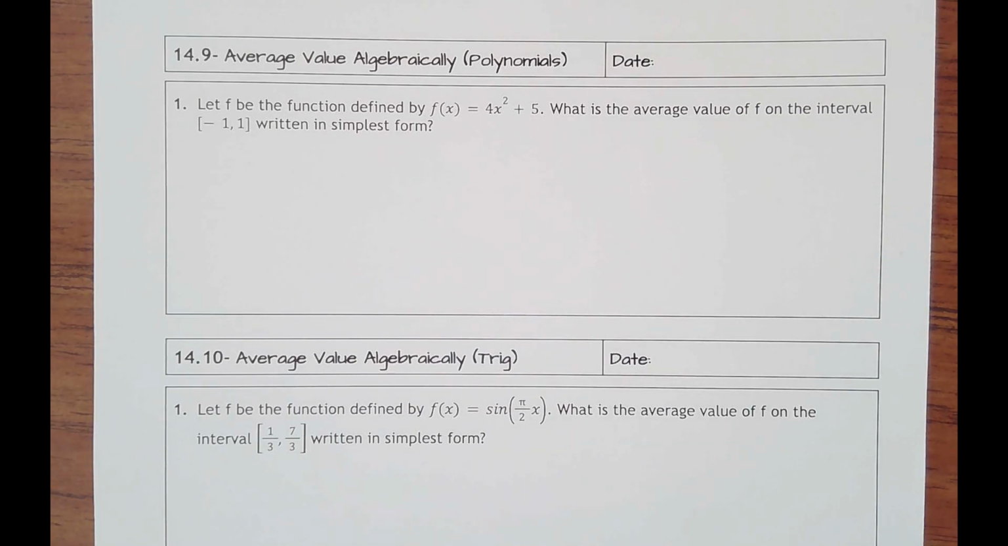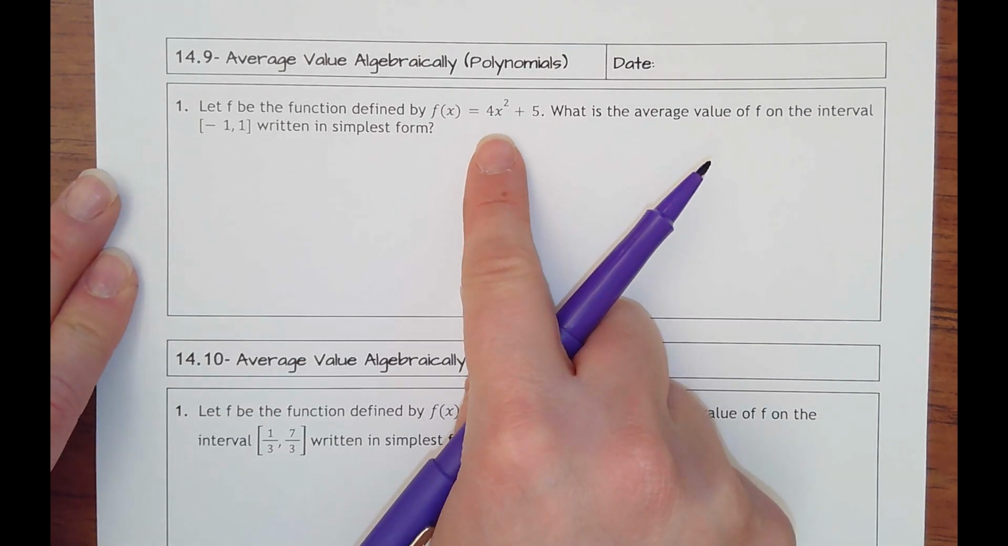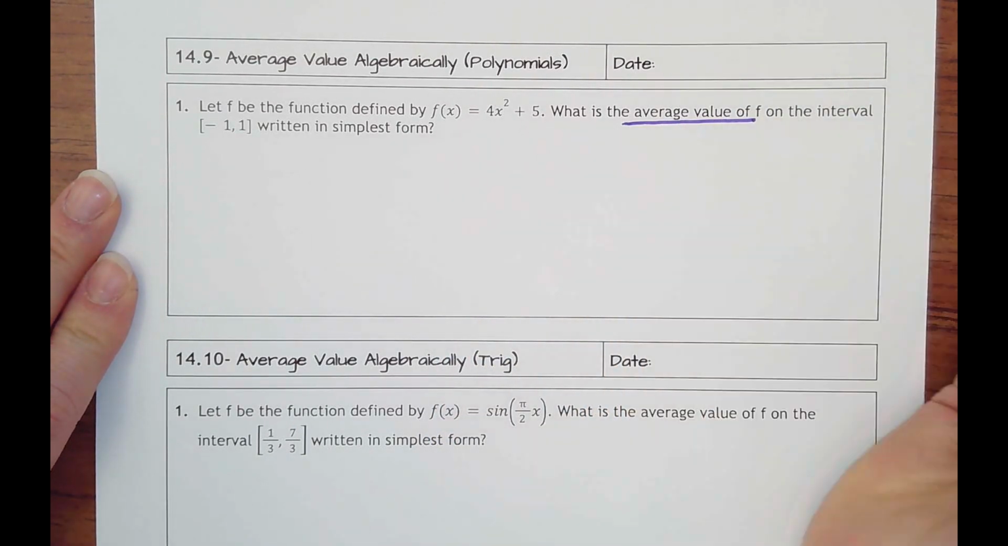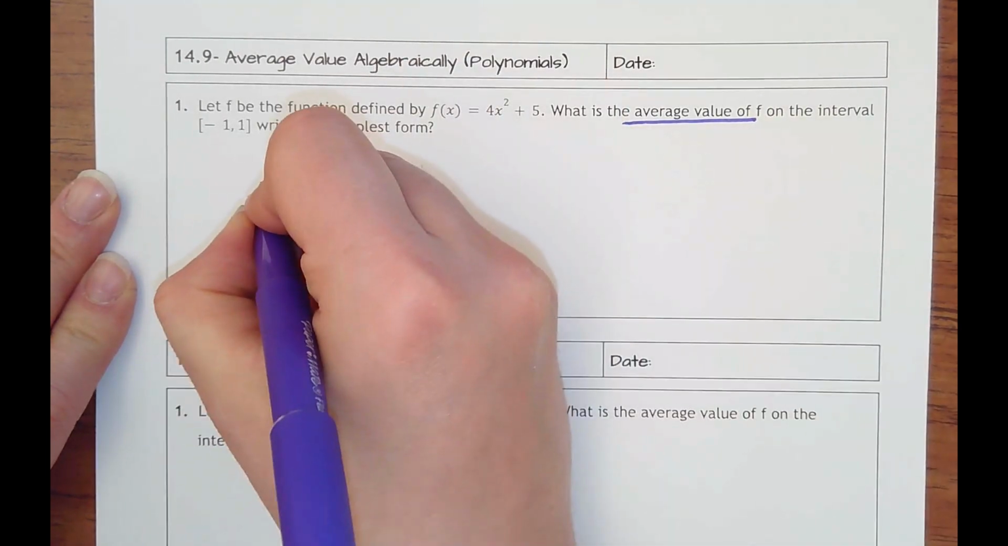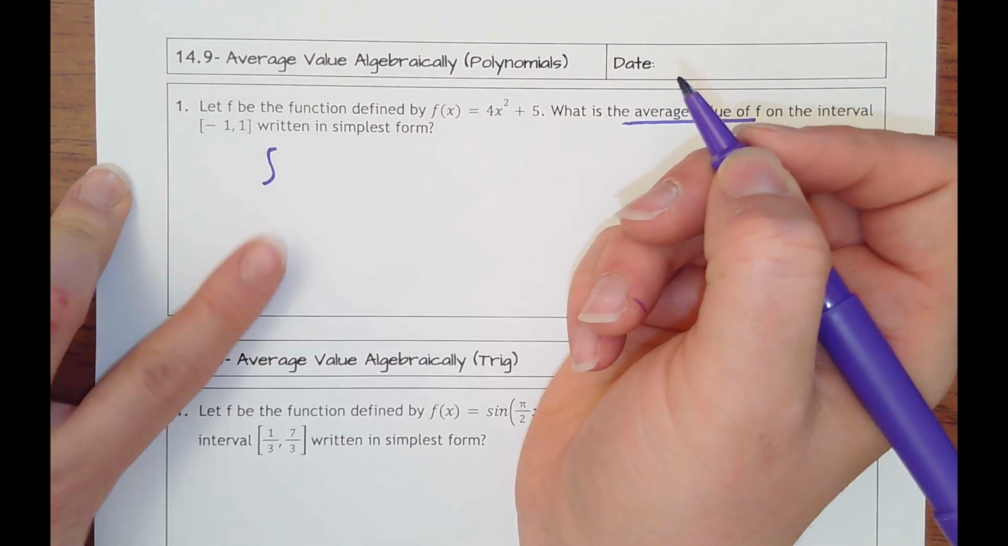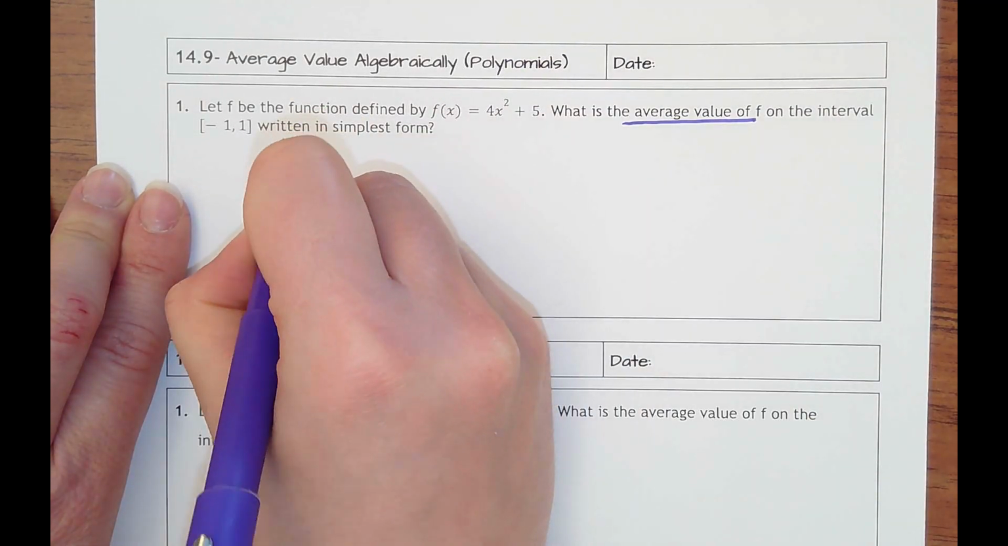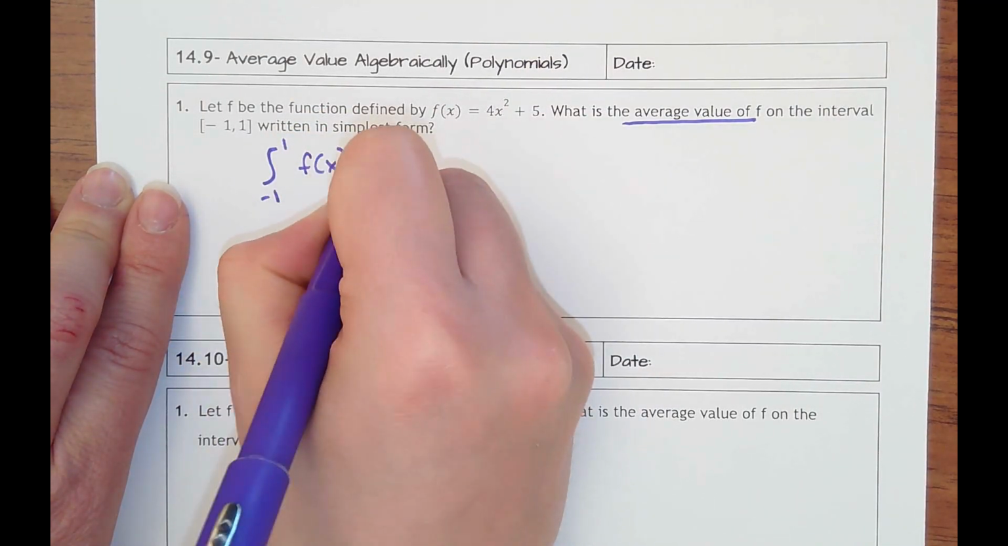Lesson 14.9 is average value algebraically with polynomials only. So we're going to just do one problem because polynomials all basically are the same. So we've got this function and it says find the average value of f. Find the average y value, which comes from integration. And I'm going to integrate from -1 to 1 of my function f of x with respect to x.